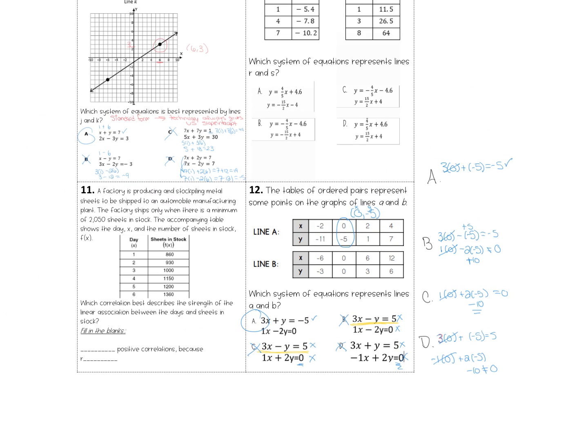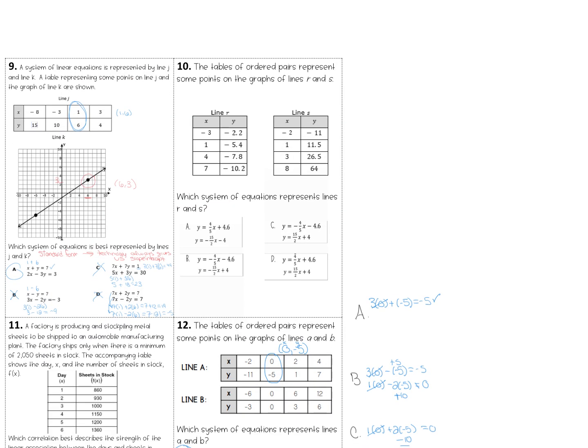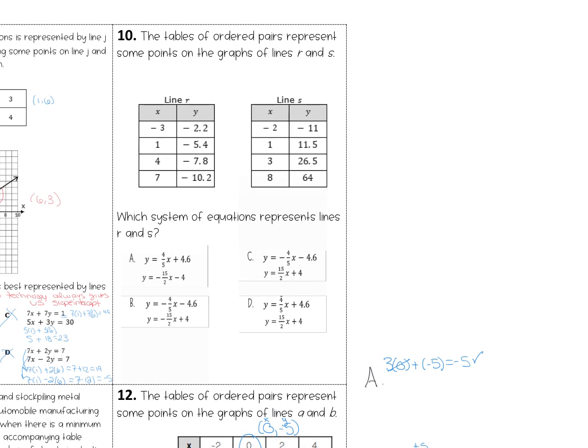Okay, let's go back to number 10. Number 10 looks like 12, but the only nice thing is they're all in slope intercept form. So you're going to take this and put it in Desmos or your calculator. If you choose to use your calculator, remember it's menu 613. Make sure you put all of the data points in. I'm going to use Desmos.